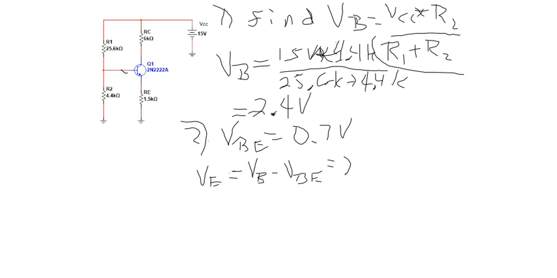Okay, I made a slight error. This should be 2.2 volts. I knew something was off. 2.2 minus 0.7 will give me 1.5 volts.